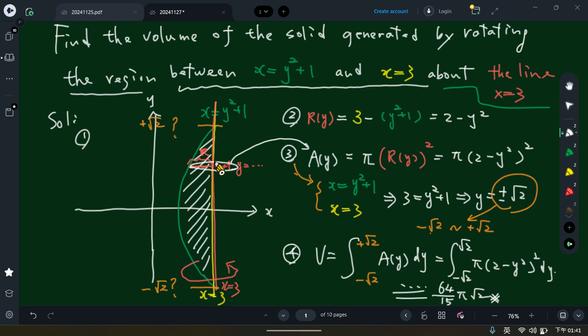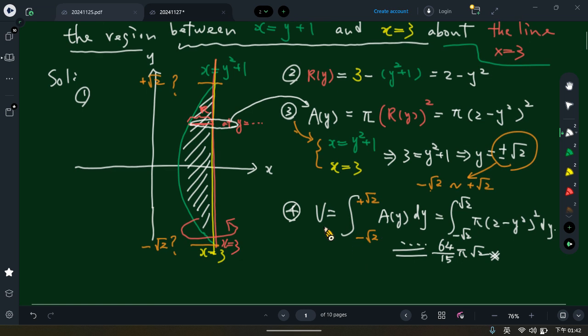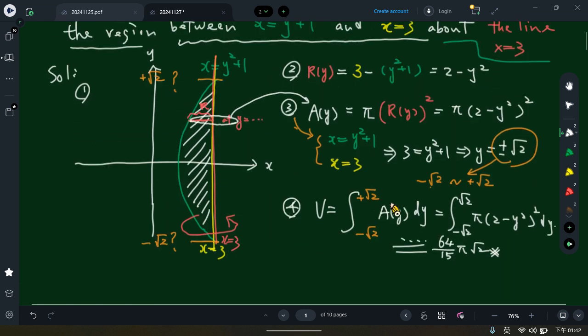If you want to get the size of the typical disk, the first thing you need to get is the radius, right? So the radius r of y is equal to 3 minus y squared plus 1, and then you can get this for each disk. Then finally try to put the parameters together.